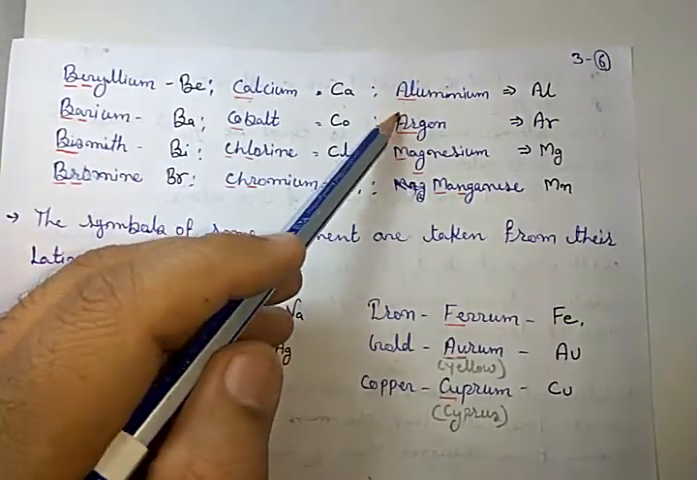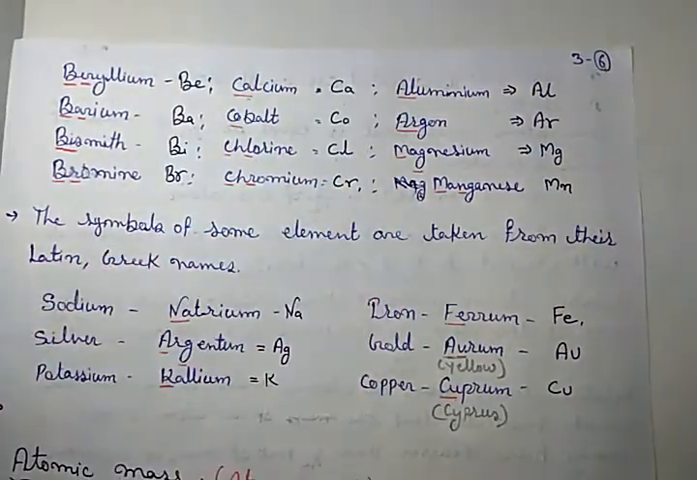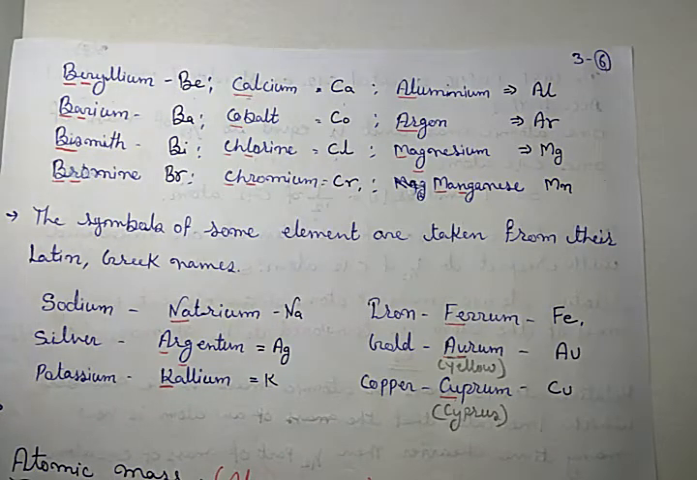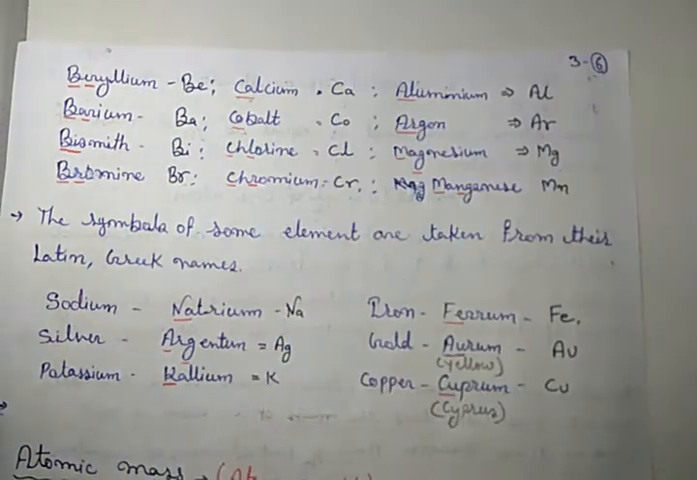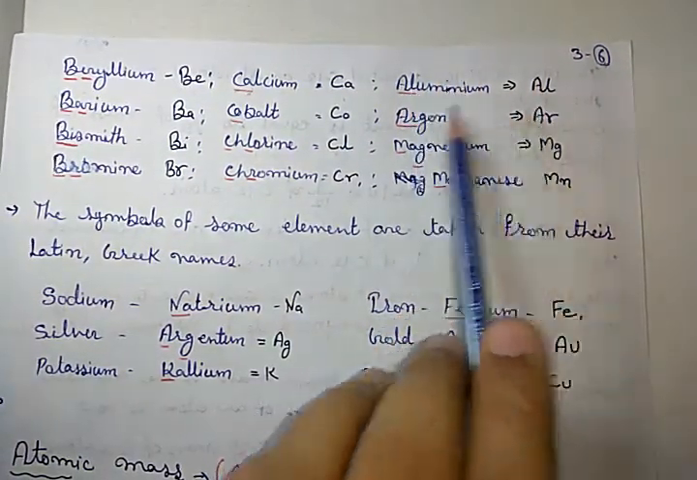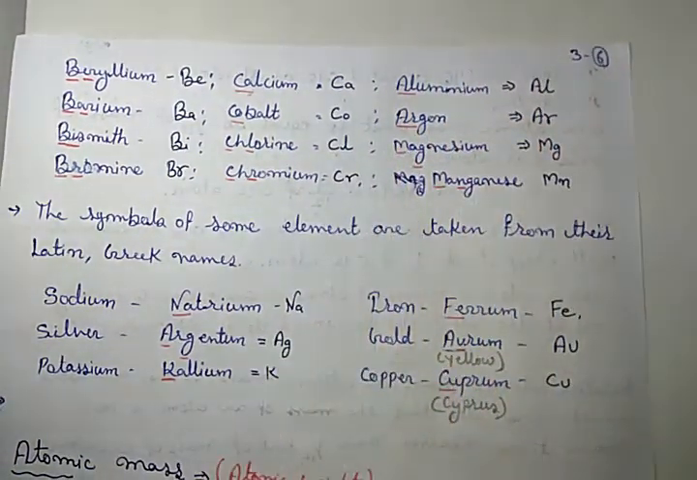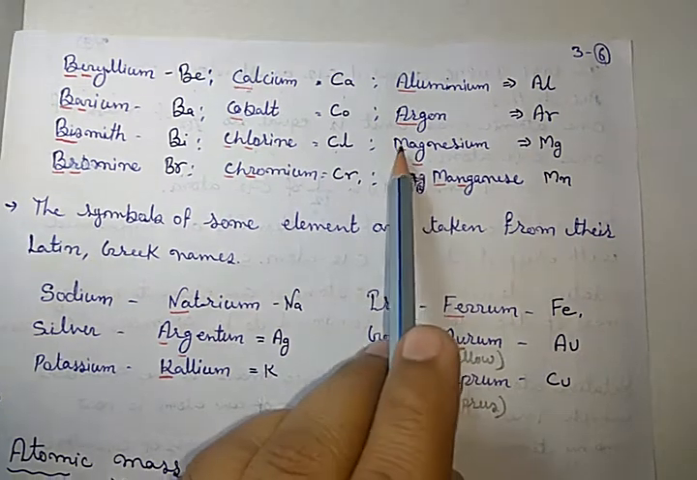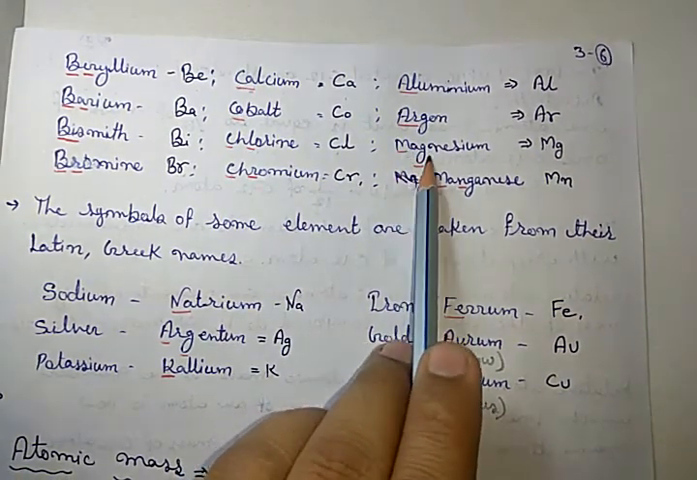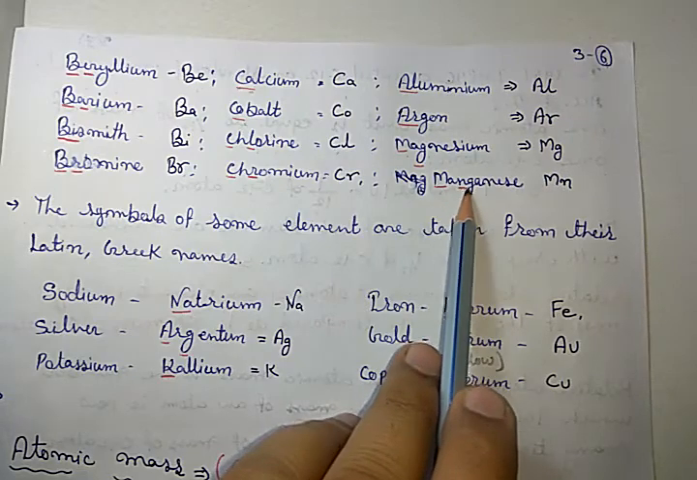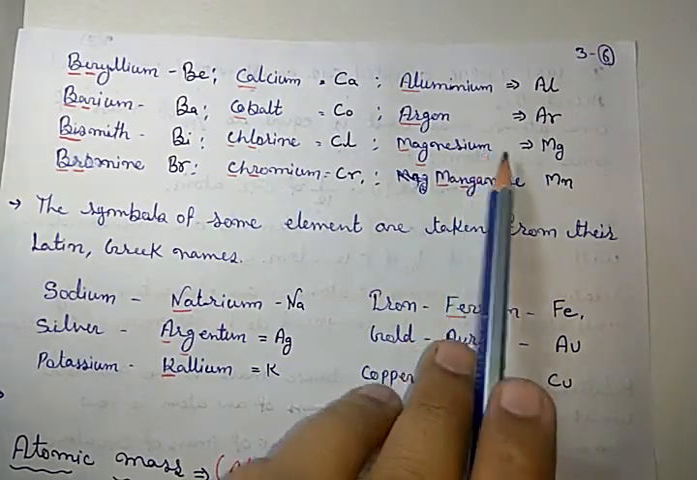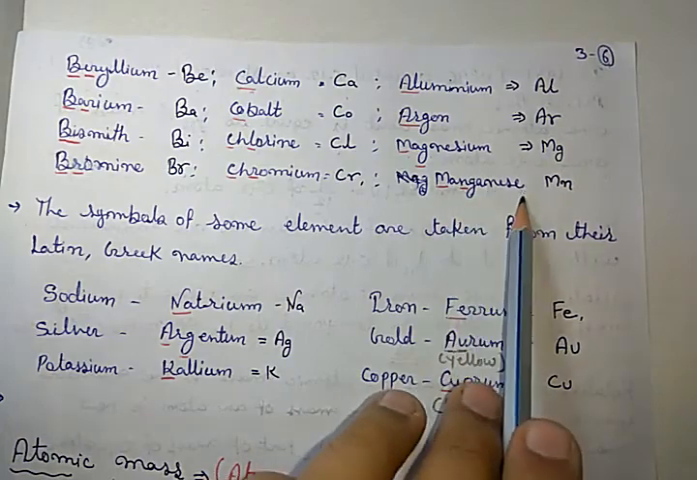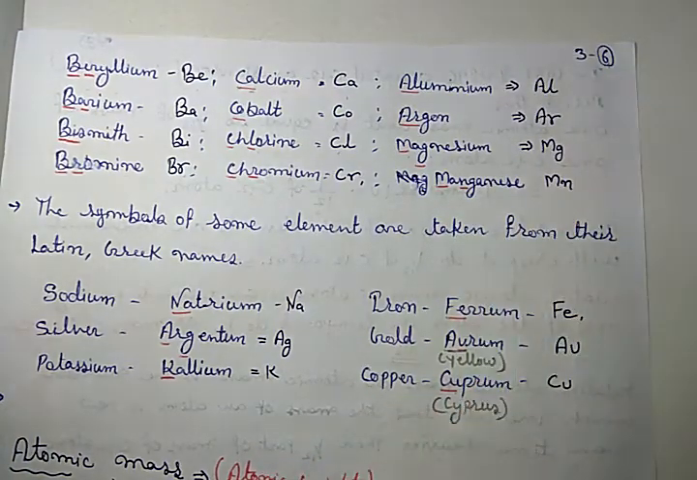Similarly, aluminium and argon both start with A. So two letters are used, in which aluminium is represented by Al and argon by Ar. Similarly, magnesium and manganese both start with M, and the second letter is also common. That's why the first and third letters are selected here. The symbol of magnesium becomes Mg and the symbol of manganese becomes Mn.